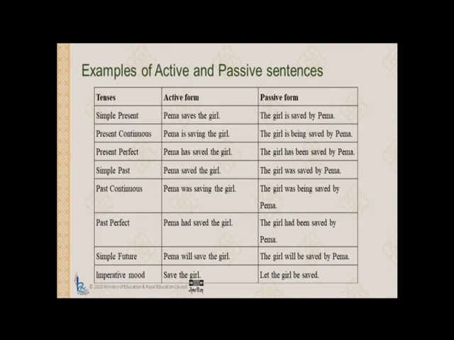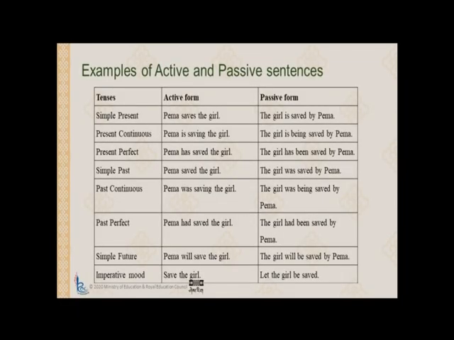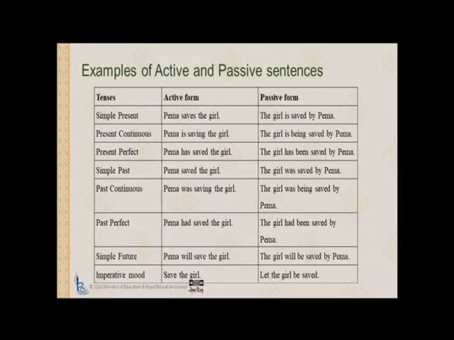Now the passive form of the same sentence. The girl is saved by Pema. When we say the girl is saved by Pema, the subject does not perform any action but is receiving the action of being saved by the object. In this, the subject, in other words, is inactive, is passive. So the girl is saved by Pema is a passive form of sentence.